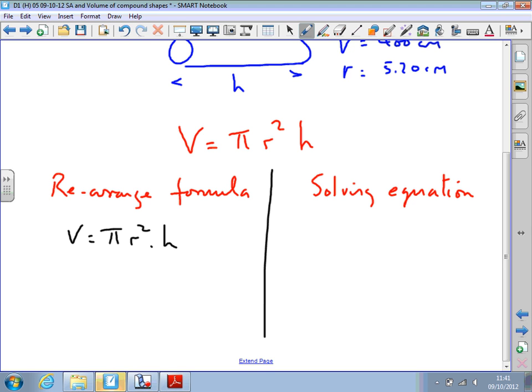Dot means multiply. It's not always necessary to put that in. So I could easily have written pi r squared h without the dot there. I suppose I put it there because it separates the pi r squared bit, which is the area of the end, from the height or the length.